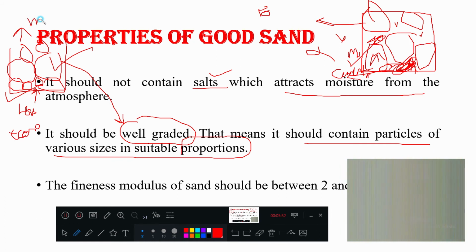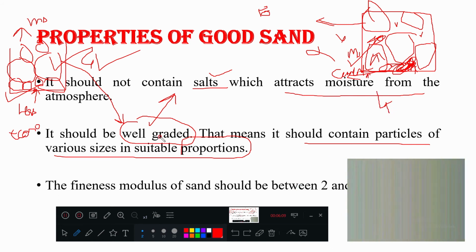This is stronger. In a given concrete work, if you are using well graded sand, means almost all particle sizes are present, then you are going to get good concrete. Here you are not going to get good concrete.